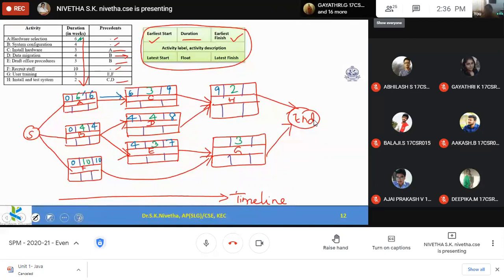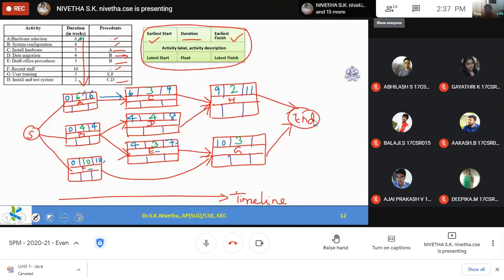It requires 2 weeks to complete. So 9 plus 2, 11. This is for H. Similarly for G, E and F both are to be completed. So E is getting completed during the 7th week. F is getting completed during the 10th week. So which is the latest? Only during the 10th week are both getting completed. So only at the 10th week can I start G.